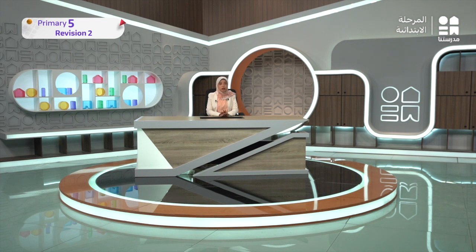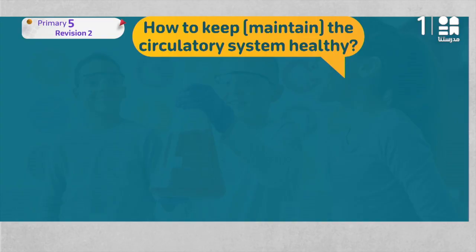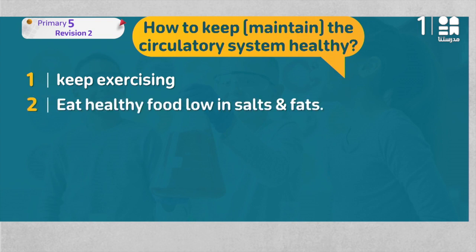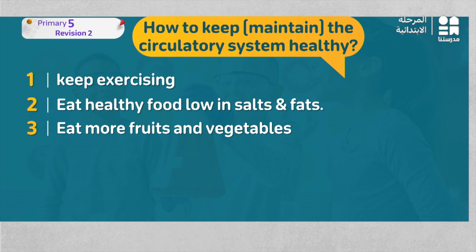طيب اخر حاجه في lesson 1 which is how to maintain the circulatory system healthy. ازاي بنحافظ عليه وما نأذيهوش؟ اول حاجه عندنا keep exercising، يعني احنا دايما نعمل exercise to strengthen our heart muscle and to activate our blood circulation. Number 2, eat healthy food that's low in salts and fats. Number 3, eat more fruits and vegetables.